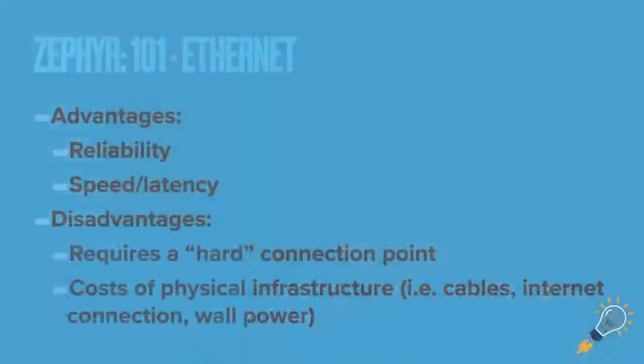All right, we're going to jump in. So, Ethernet. The advantages: it's reliable, and the speed and the latency are very low. From a communication standpoint, this is the gold standard. This is something you can rely on, something you don't have to worry about too much. No cellular, everything's connected via wire. The disadvantage is that you need that hard connection point.